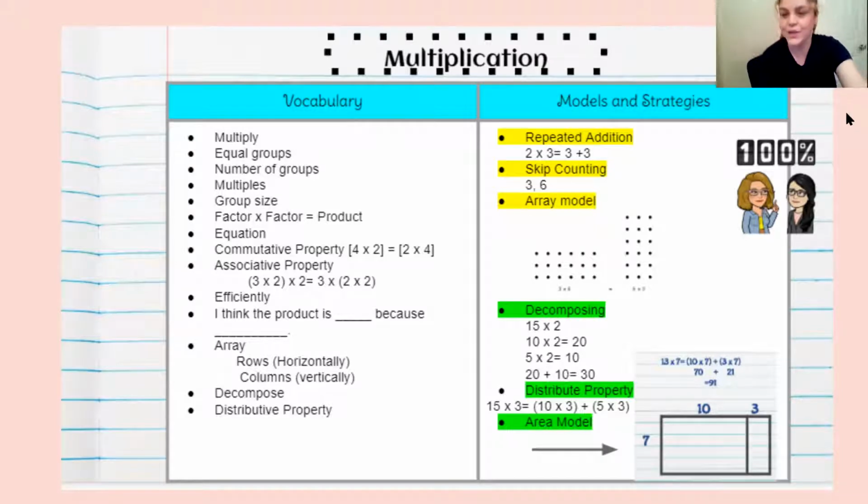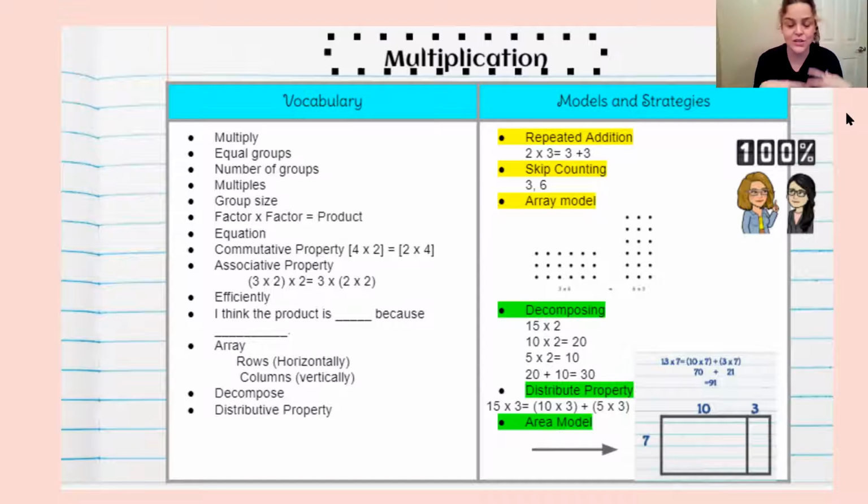Okay, so first word, say it with me. Multiply, equal groups, number of groups, multiples, group size, factor times factor equals product, equation, commutative property, 4 times 2 is the same as 2 times 4, associative property, 3 times 2, in parentheses times 2 is the same as 3 times, and in parentheses 2 times 2.